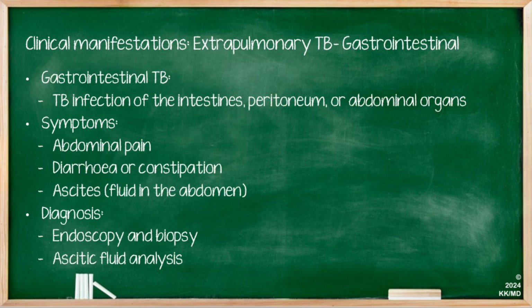TB can also affect the gastrointestinal system, including the intestines, peritoneum, and abdominal organs. The symptoms are consistent with quite a few other abdominal infections, including abdominal pain, diarrhea or constipation, as well as ascites. And the diagnosis is made through ascitic fluid analysis and endoscopy and biopsy again.